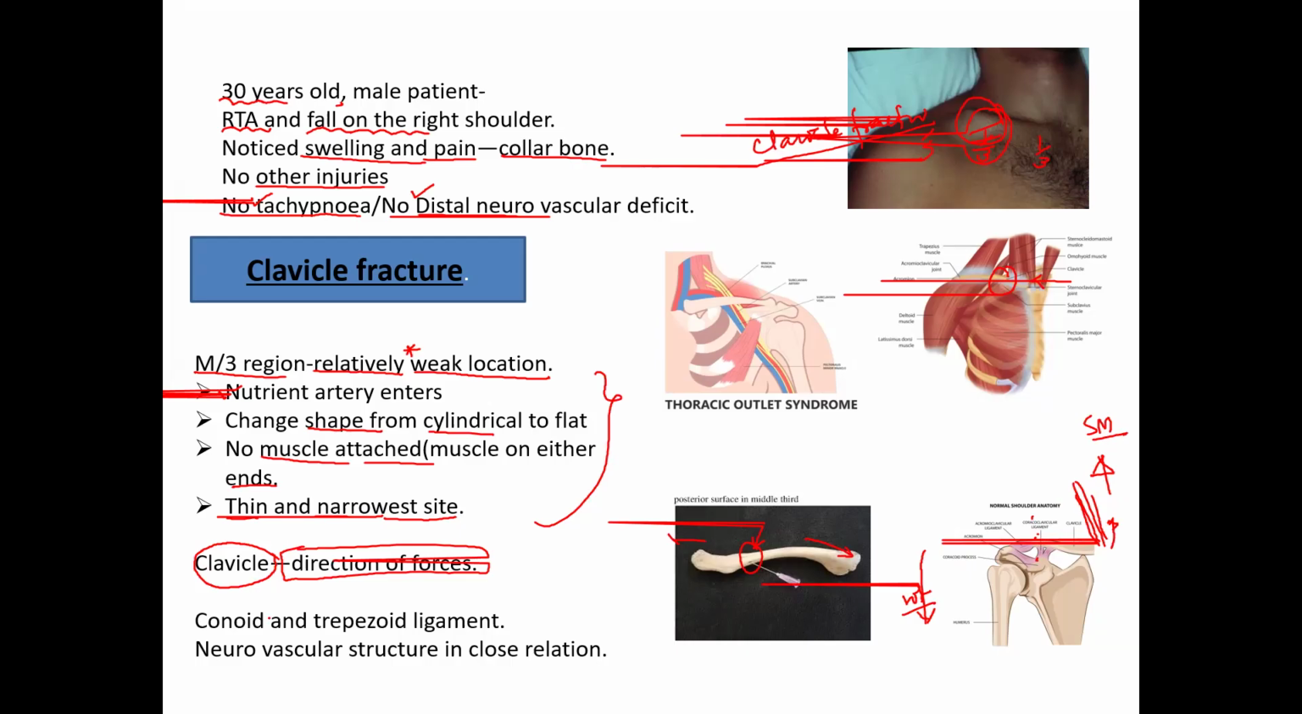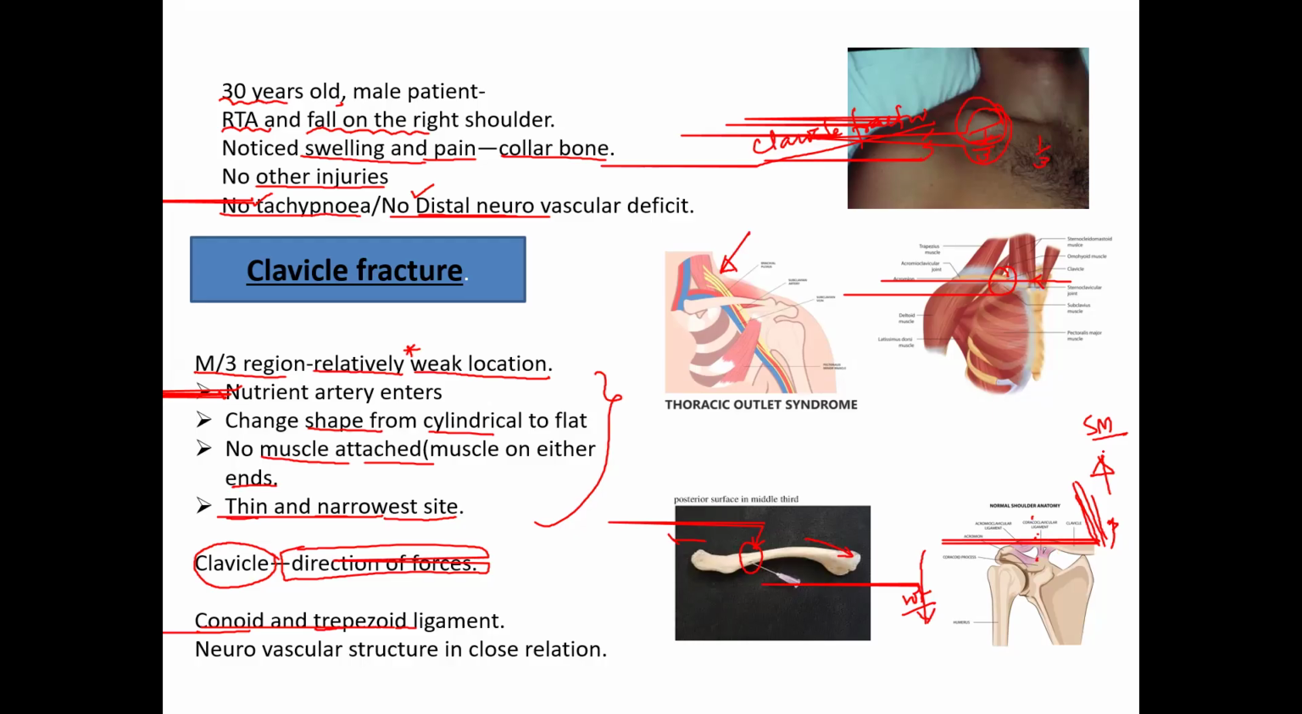And one more thing you need to remember is there are two ligaments which are holding the clavicle. These are starting from the coracoid process going to the clavicle, the coracoclavicular ligament. These are conoid and trapezoid. And we have a very close neurovascular bundle, or brachial plexus, here. And we have the nutrient artery, which is making it a little weak. This is the direction of the forces. And to remember, this is the coracoid process, coracoclavicular ligament, conoid and trapezoid part.